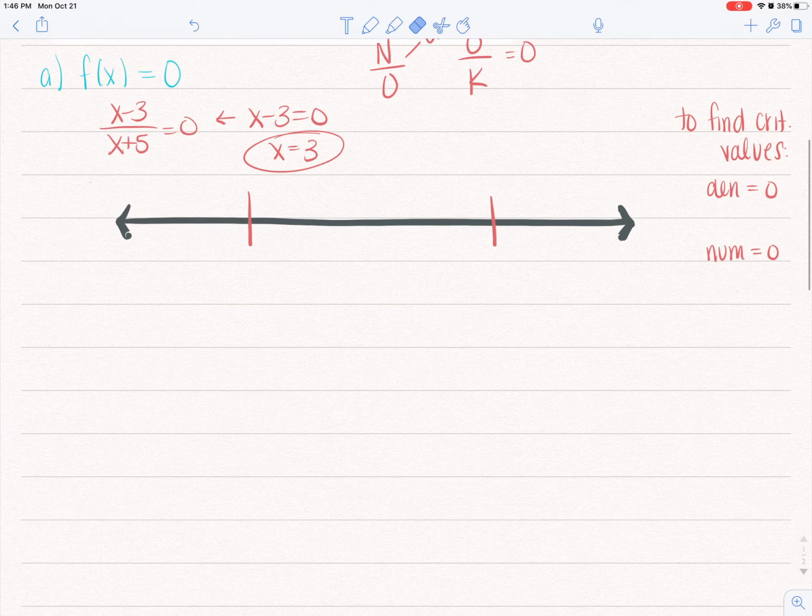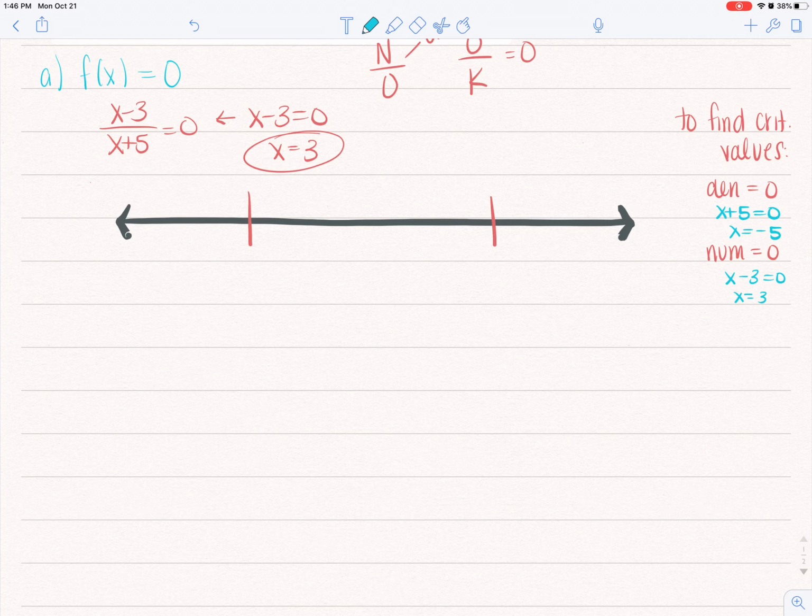Now for the second two parts, for the inequalities, I'm going to need to use my critical values. To find the two critical values, you're going to set the denominator equal to 0 and the numerator equal to 0. In this case, my denominator was x plus 5. Set that equal to 0. That's going to give me a critical value at negative 5. And then the numerator equal to 0 is what I just found, x minus 3 equals 0, which is going to give me my second critical value at x equals 3.